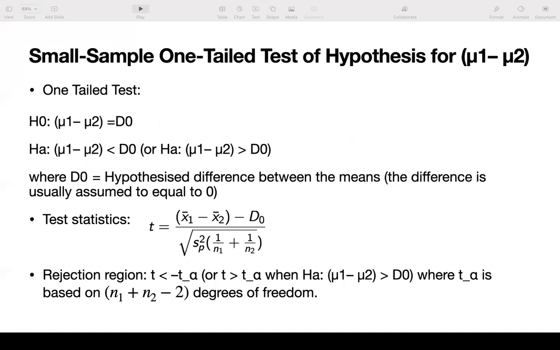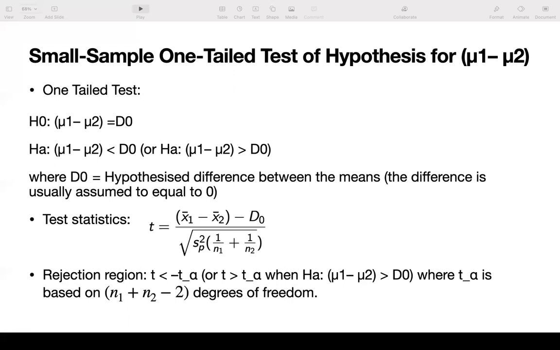Small sample one-tailed test of hypothesis for the difference between the mu's. For a one-tailed test, the null is that the difference equals D0, where D0 is the hypothesized difference between the means, which is usually assumed to be 0. And the alternative is that the difference is smaller than D0 or larger than D0. The test statistic equals the difference between the sample means minus D0, divided by the square root of S square times the sum of 1 over the sample sizes.